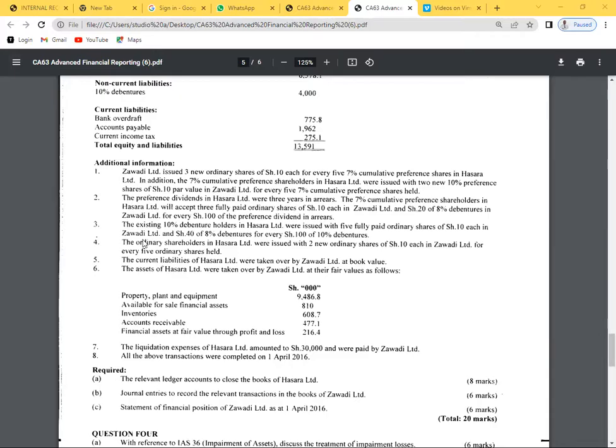From note number 4, the ordinary shareholders in Hasara Limited will be given new ordinary shares. So if you're giving them new ordinary shares, then I would be interested in knowing what is the worth of these new ordinary shares from this relationship given here. This is a nice relationship: 2 new ordinary shares for every 5 ordinary shares held.